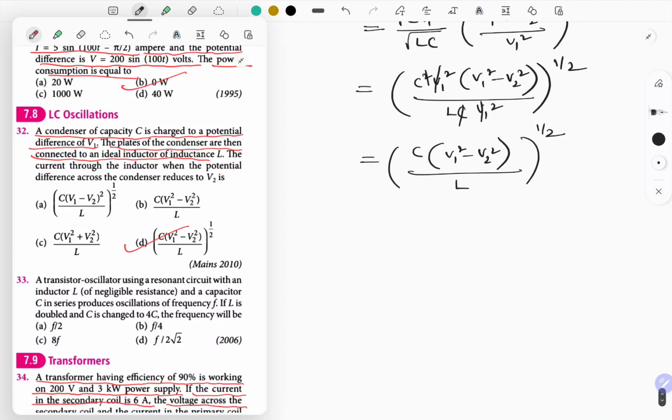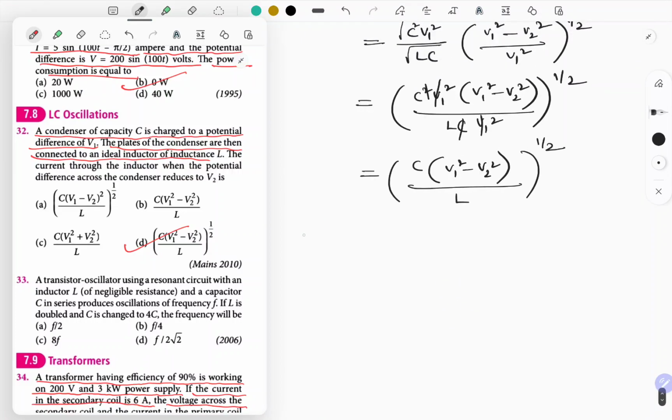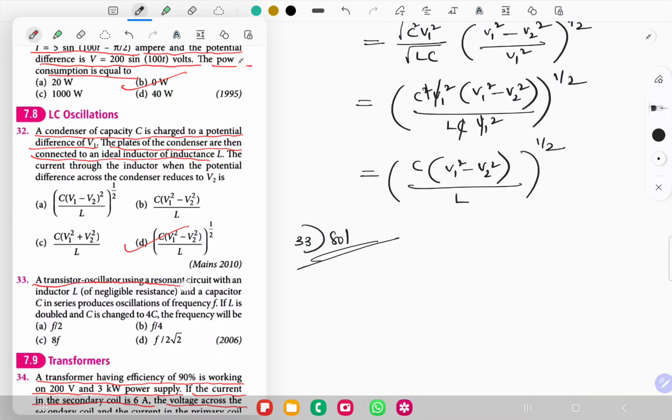Okay, let's solve question number 33. A transistor oscillator using a resonant circuit with an inductor L of negligible resistance and capacitor C in series produces oscillations of frequency F. If L is doubled and C is changed to 4C, the frequency will be?